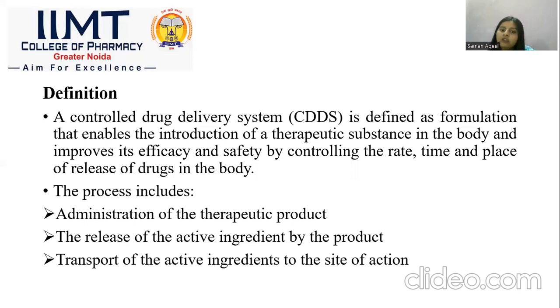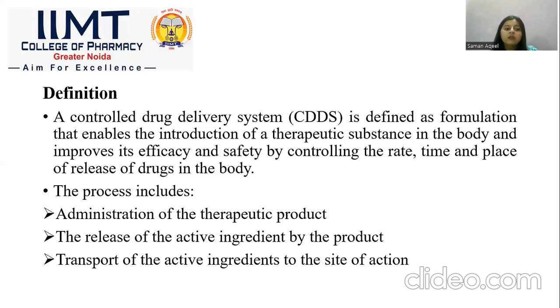If the rate of the release of the drug is controlled, it is known as the rate controlled drug delivery system. If the time of the release of drug is controlled, it is known as the prolonged release or extended release drug delivery system. And if the place of release of drug in the body is controlled, it is known as the site specific or targeted drug delivery system.